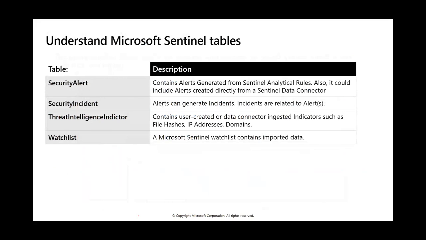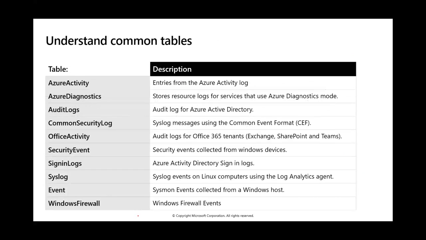Another table is the security incident table. Here, alerts can generate incidents, and incidents are related to alerts. There is another table called the threat intelligence indicator, which contains user-created or data connector ingested indicators, such as file hashes, IP addresses, and domains. There is another table for watch lists. The Microsoft Sentinel watch list will contain imported data.